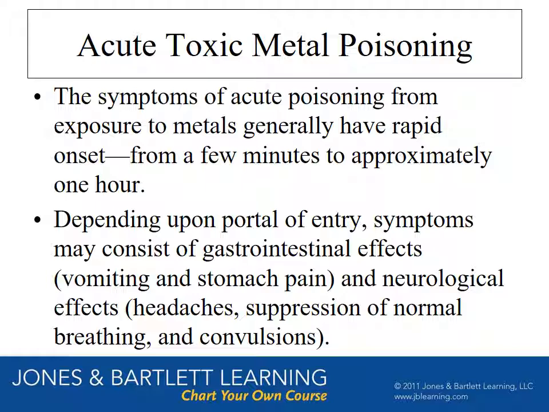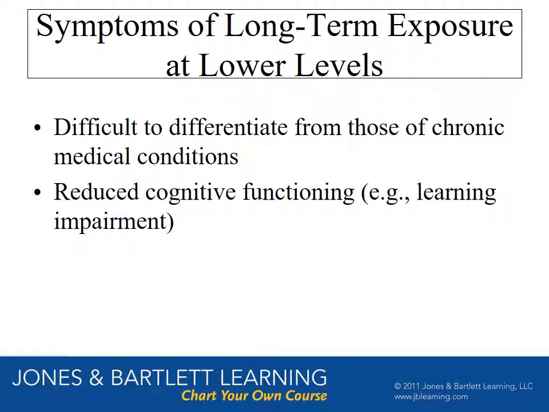Acute symptoms happen rapidly, from a few minutes to 1 hour, and depending on how the metal was taken into the body, it can cause vomiting, headaches, or even severe outcomes like convulsions or abnormal breathing. Long-term exposure is often difficult to distinguish from other medical conditions. One major example of long-term exposure is learning impairment or reduced cognitive function, and that can happen in young children very quickly, but at low levels.